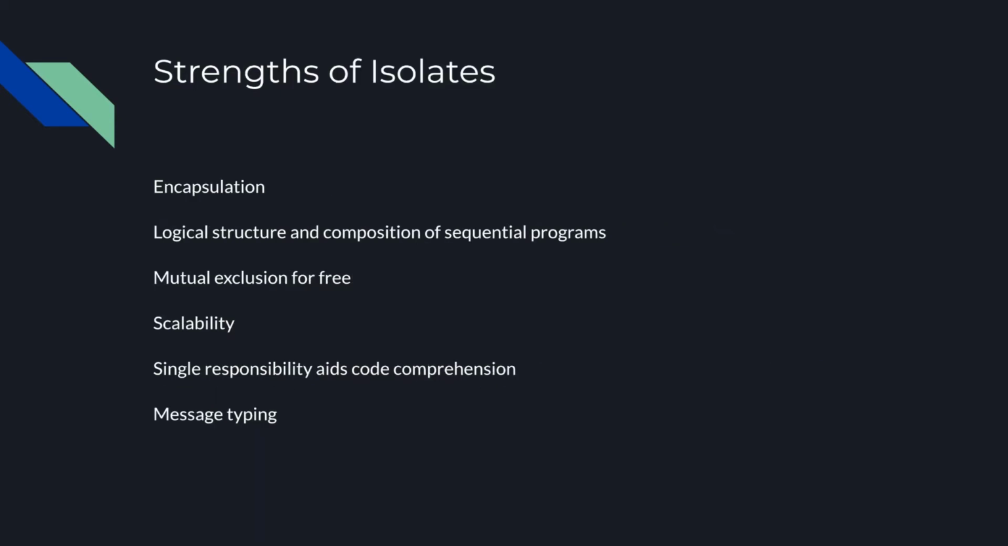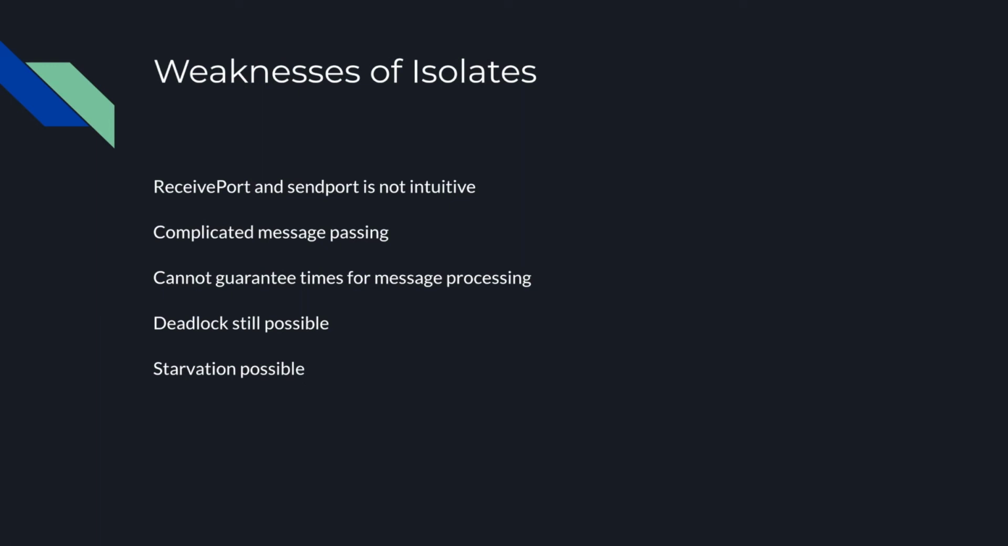Some of the benefits of isolates include encapsulation, composability, and scalability, which are key attributes of the actor model. Mutual exclusion is also gained for free since there is no sharing of memory. There is also support for checking the types of messages, which reduces bugs. However, isolates also have some confusing syntax, including receive port and send port.